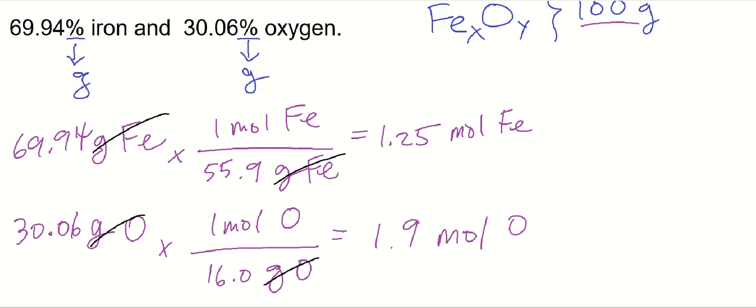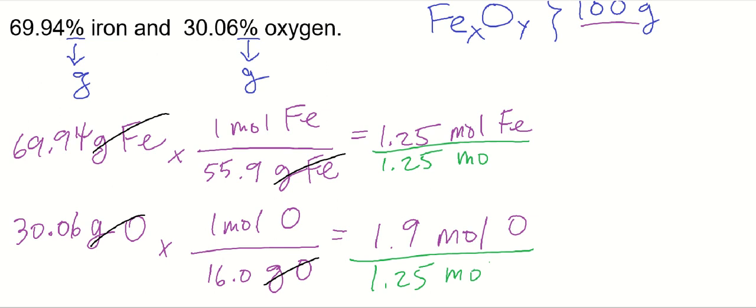Now you pick the smaller quantity, which is iron, and see how many times it goes into all the quantities. It goes into itself once, and then we'll see how many times it goes into the other one. The smaller quantity is always going to go into itself one time. Now, this is not going to be a whole number. 1.9 divided by 1.25 is 1.5.